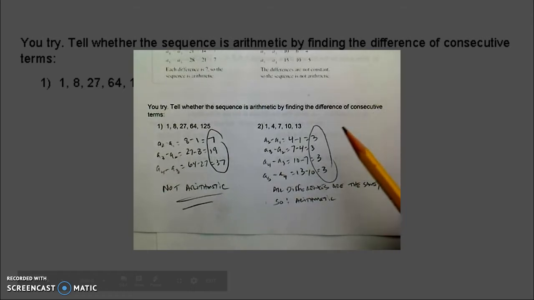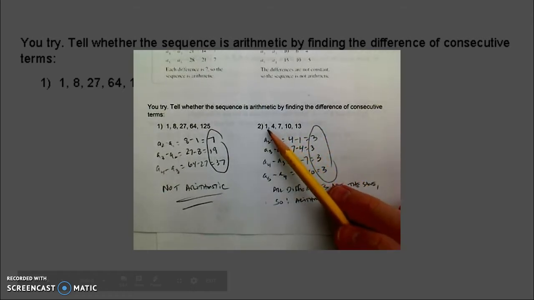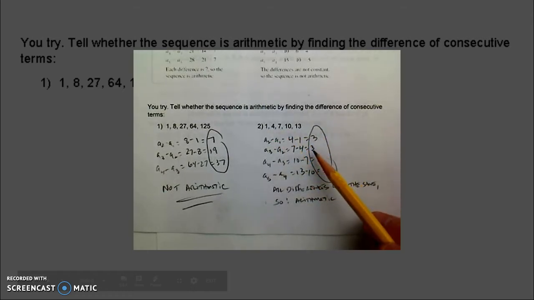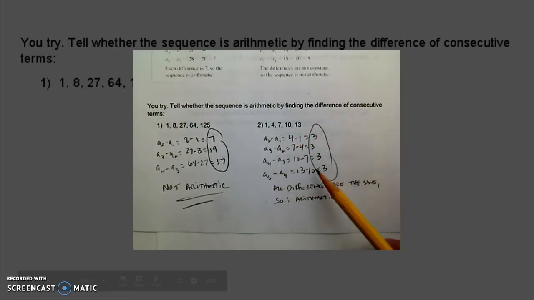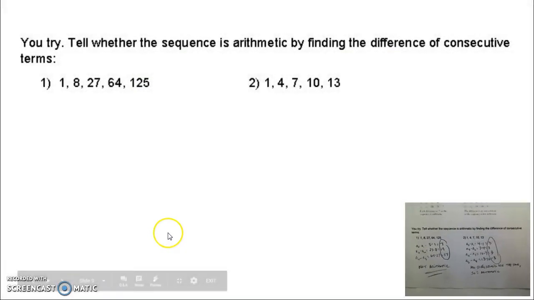So let's check your work on the second example. So 4 minus 1 gives us 3. 7 minus 4 gives us 3. 10 minus 7, that's 3. 13 minus 10 is 3. All the differences are the same, so this is an example of an arithmetic sequence.